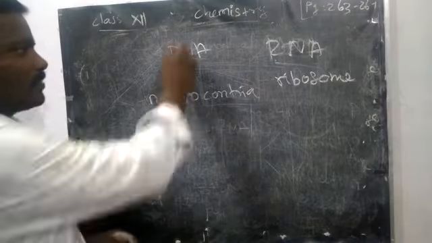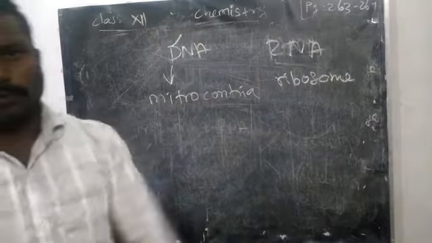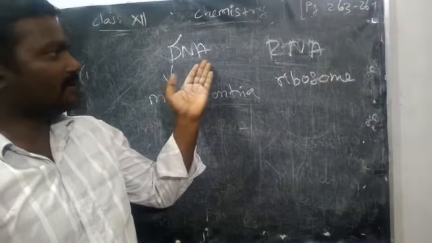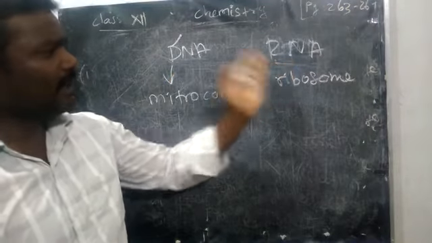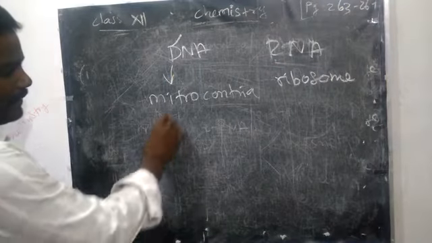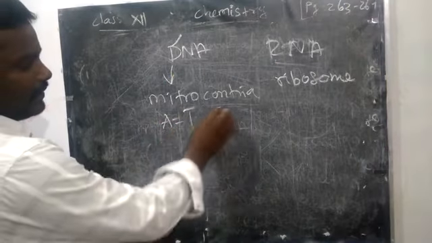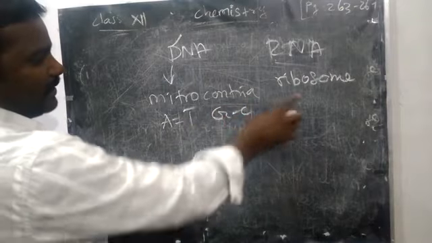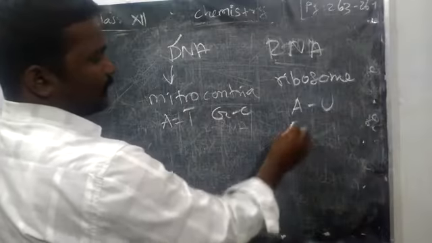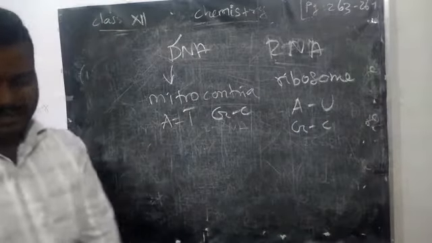Also we know that this is deoxyribose nucleic acid. That's why we have D. Deoxyribose nucleic acid, and this is ribose nucleic acid. Another difference: the bases. In DNA we have adenine, thymine, guanine, cytosine. In RNA, adenine, in the place of thymine we have uracil, and guanine and cytosine are present.